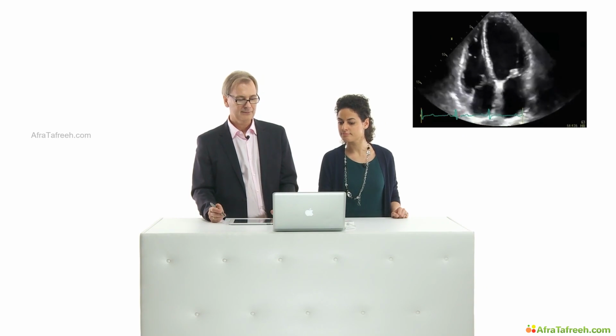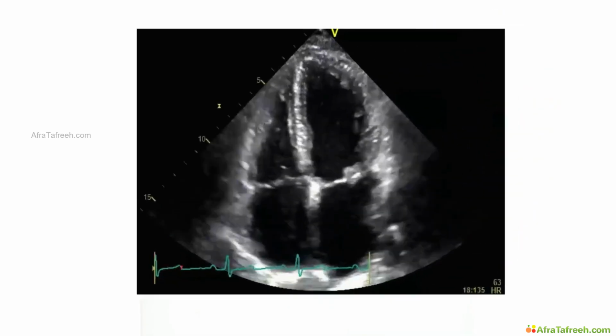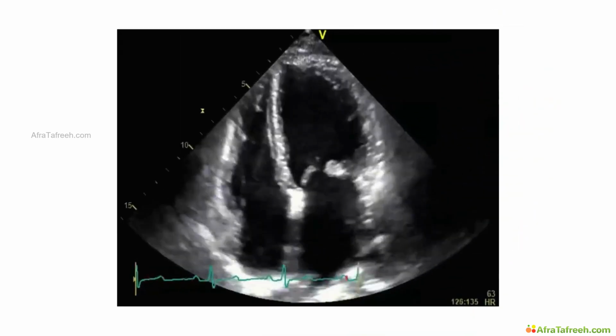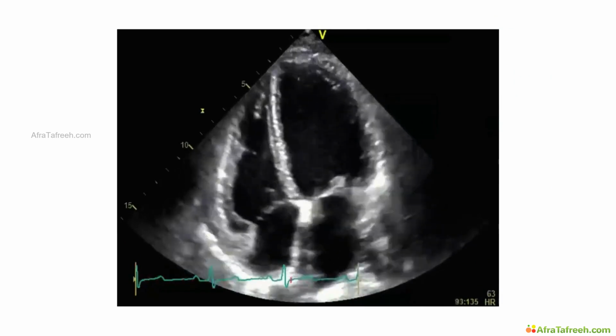And finally, this would be an example where you have a thickened mitral valve here, and you have something which moves on the mitral valve, attached to the mitral valve.